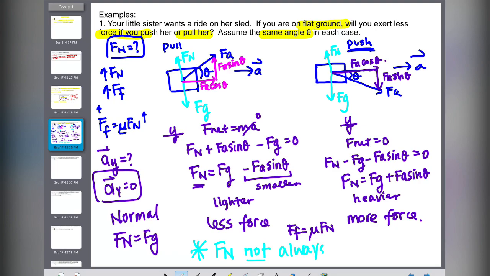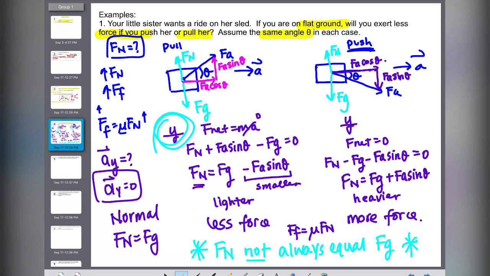Fn does not always equal Fg. All right, so just keep that in mind. Anything that is on an inclined plane already, your Fn does not equal Fg. And if you have any forces pushing downward or upwards, all those things will change your Fn as well.